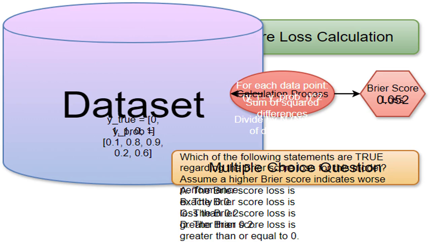This shows the actual, or true, classifications of 5 data points. Each 0 represents a negative classification, and each 1 represents a positive classification. For example, the first data point was actually negative.